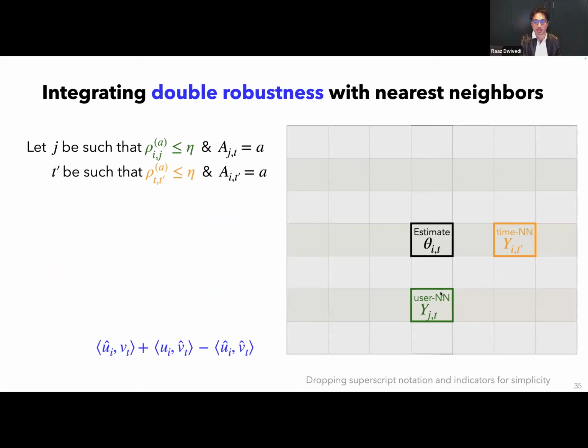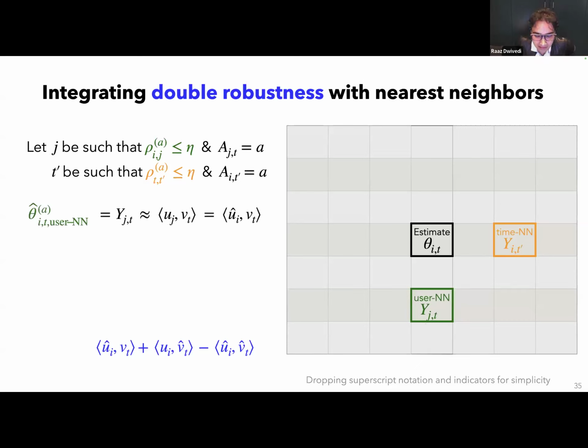So what does one nearest neighbor mean? Find me one user j that is a neighbor and was given treatment at time t. I'll use that outcome. That's my estimate. So Y_jt, this is the user nearest neighbor: some similar user at time t, their outcome. And similarly, find me one time nearest neighbor, which is a column that is similar to the tth column, and at that time the ith user was given treatment A. So I'll use the ith user's outcome at time t prime as the time nearest neighbor. Very simple. Now let's see what we can do.